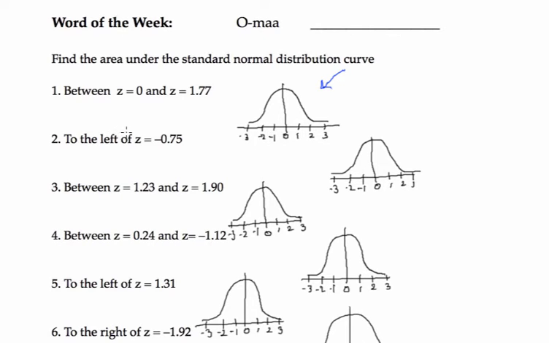I always draw the picture when I'm doing these. I need that visual, and most students do too. Number 1, the probability that you are between a z-score of 0 and 1.77.